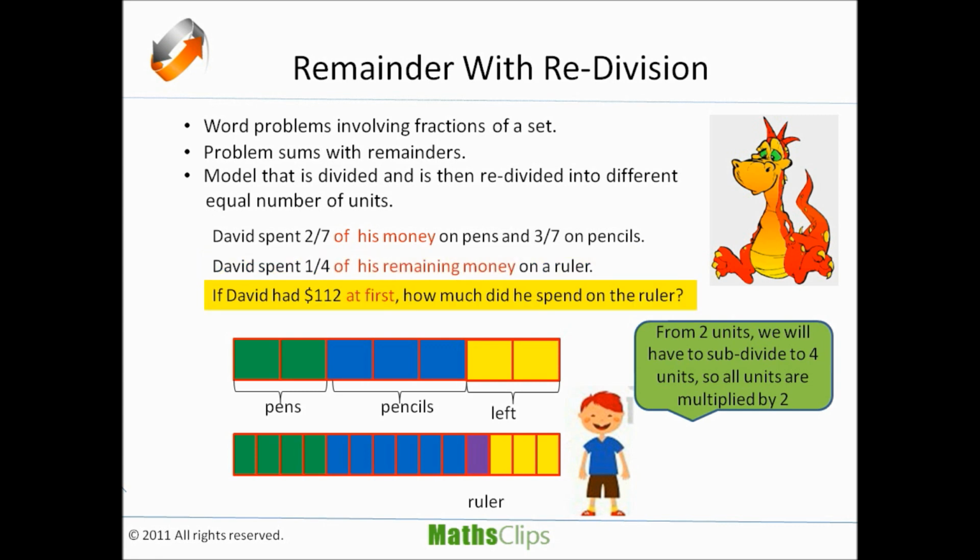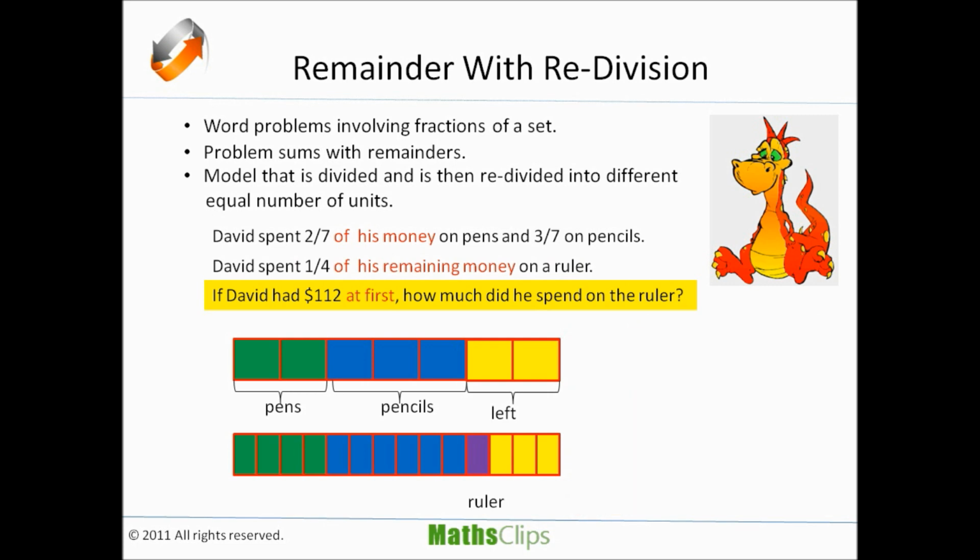So if David had $112 at first, how much did he spend on the ruler, which means the purple block? Since there are a total of 14 units, we know 14 units would give us $112. So we'll solve for 1 unit. Now you're going to have $112 divided by 14. And you're going to tell me that no, we have not covered the 14 times table.